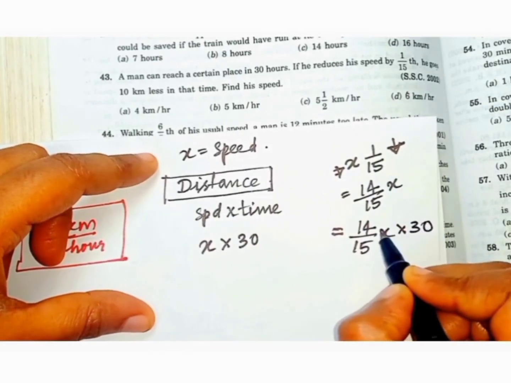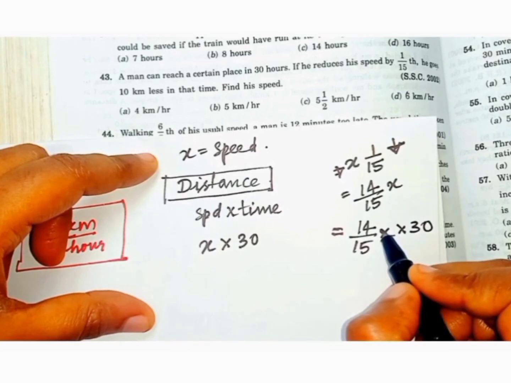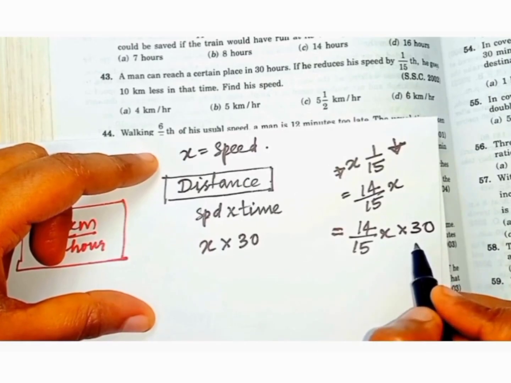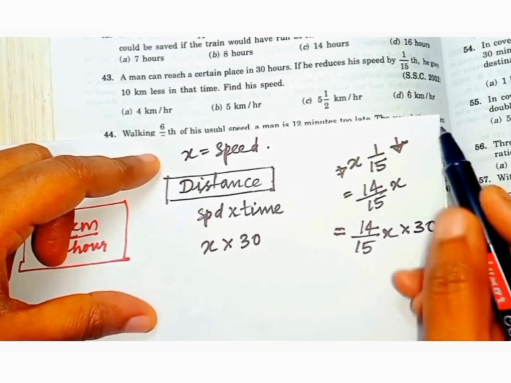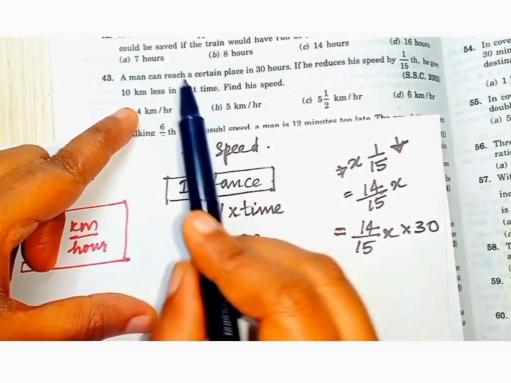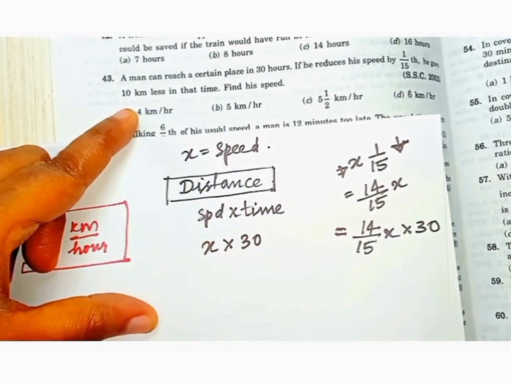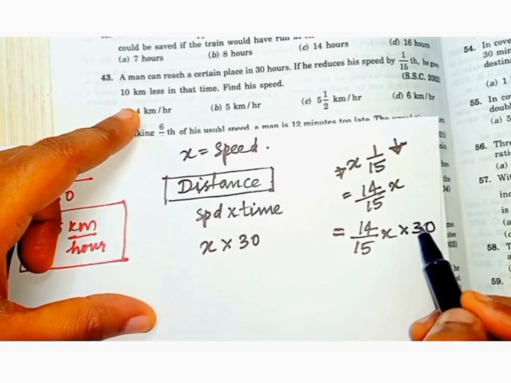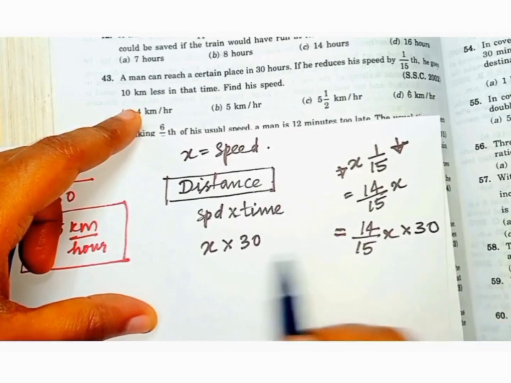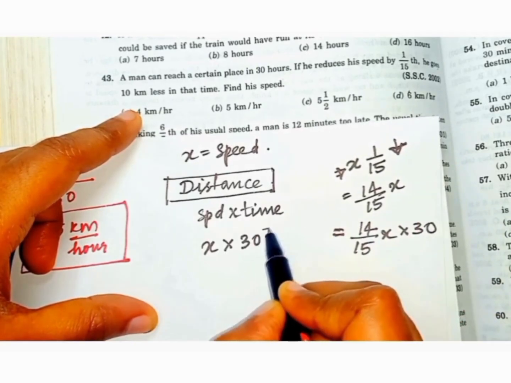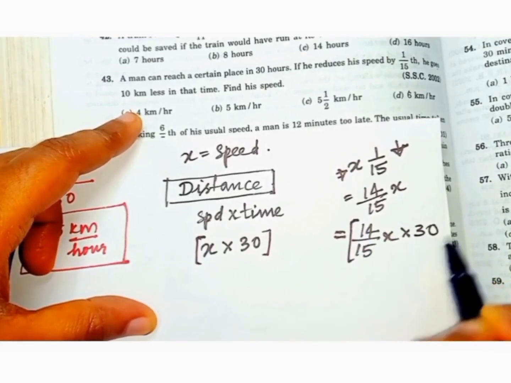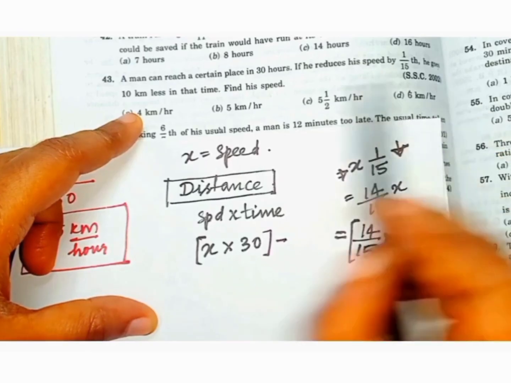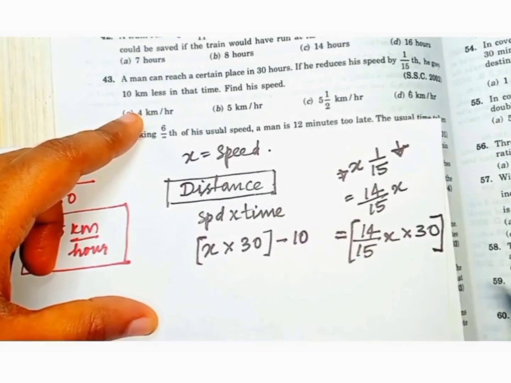30 hours. But if you're going to reduce a speed and walk for the same time, obviously there will be reduction in distance, which they are stating he goes 10 km less in that time. 10 km less of what? From the original distance that he covered using the original speed and original time. Just to remind that the time remains the same in every situation, just that we are trying to equate distance for the same time period. So he goes 10 km less.